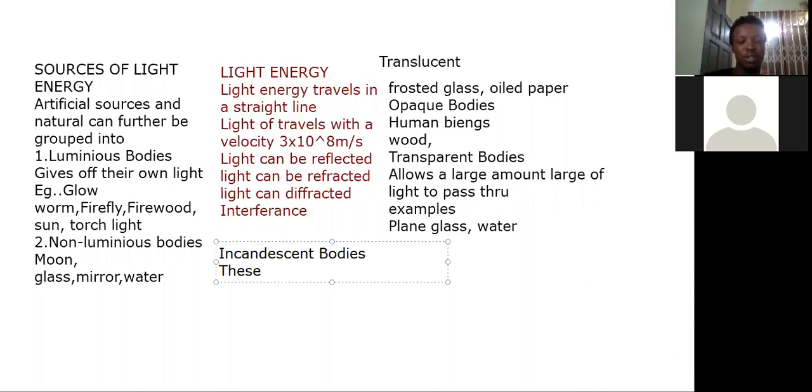These are sources that produce light when hot. So these are bodies that produce light when they are hot. Example, can you give me an example? Firewood.